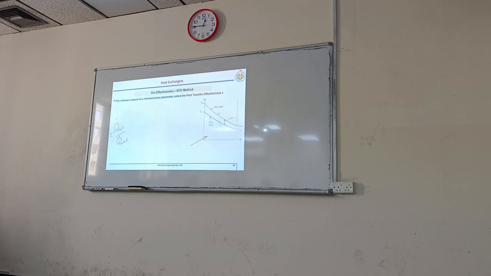Let's see here. For a counterflow heat exchanger, the temperature profile is shown. What is the actual heat transfer? This is the actual heat transfer. I can write it in terms of the hot fluid, in terms of the cold fluid. TCO minus TCI. Here we should write THI minus THO. That is the actual heat transfer. Now what is the maximum possible?